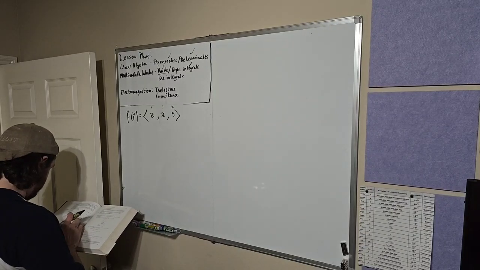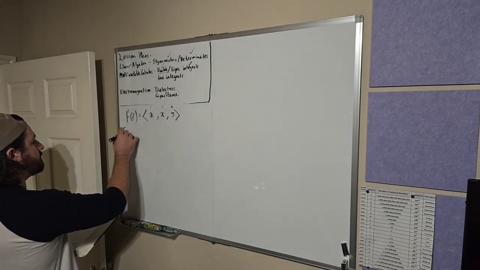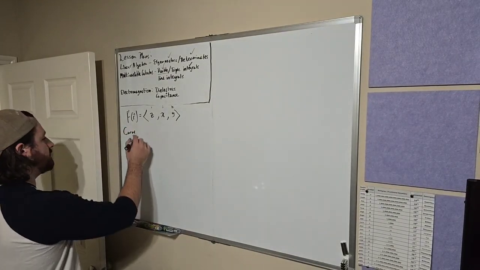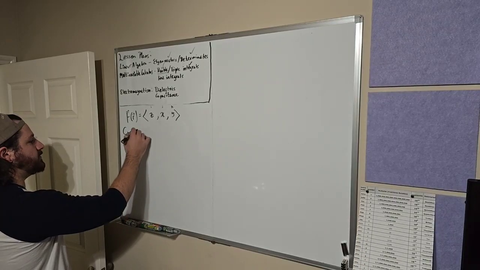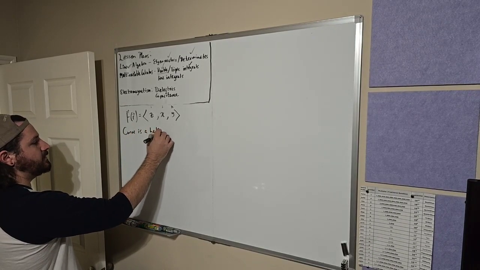So for this one, the curve is a helix. Now let's think about that for a second. There is a defined function in here, but I just want to talk about it for a second. So the curve is a helix. What does that mean? So let's think about a helix.